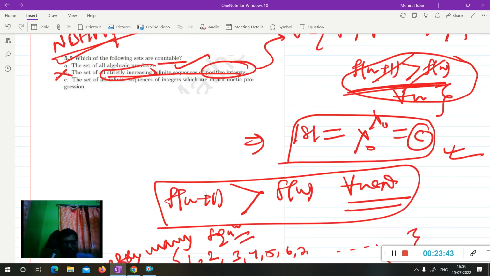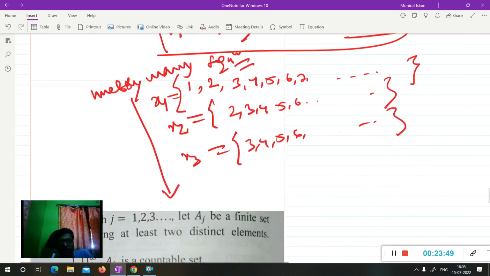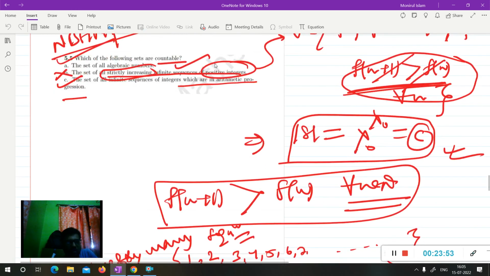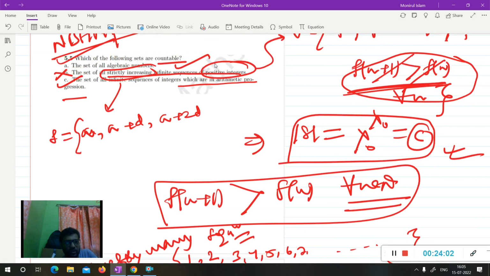Now the set of infinite sequences of positive integers which are arithmetic progressions is countable. Suppose this set contains terms like a, then a plus d, then a plus 2d, meaning there is a common difference, and the nth term will be a plus n minus 1 d.